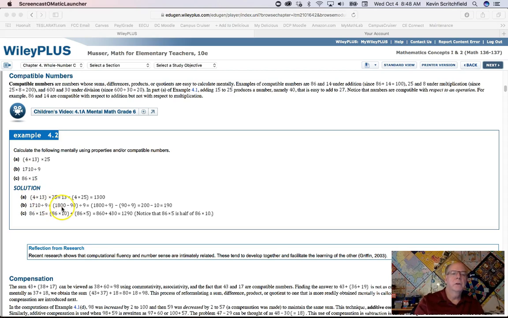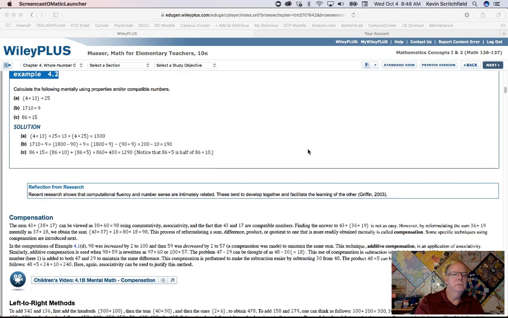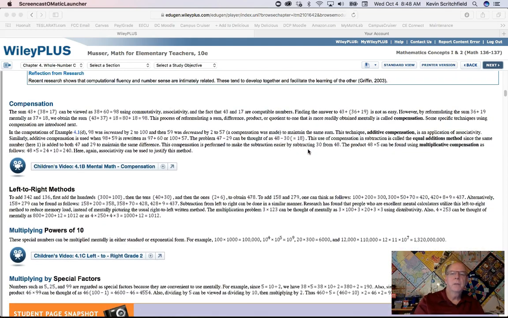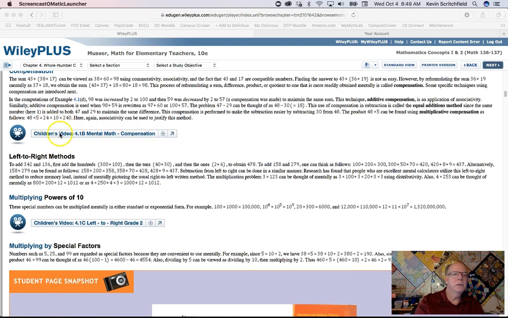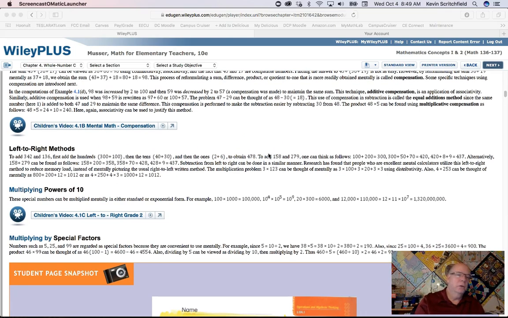And so if you look at their example, they go 1800 minus 90, all divisible by 9, and then do that reverse distributive property again, on the right again, and make it 1800 divided by 9 is 200, 90 divided by 9 is 10, and so 200 minus 10 is 190. And so the answer to B is 190. I'm going to let you look at that last one on your own. Compensation, I'm going to let you read through that, and it's, again, an example that we've already done. Again, some great resources here, some children's videos about doing these concepts, or kids doing them as examples.